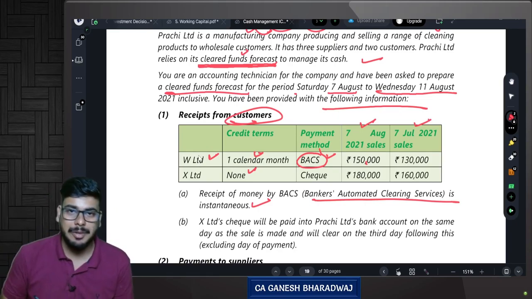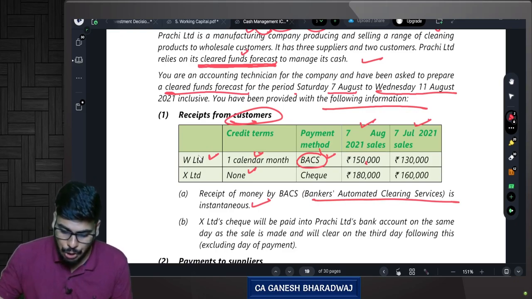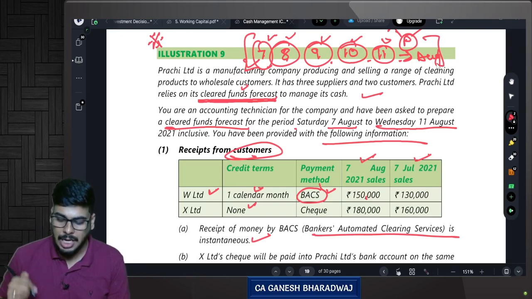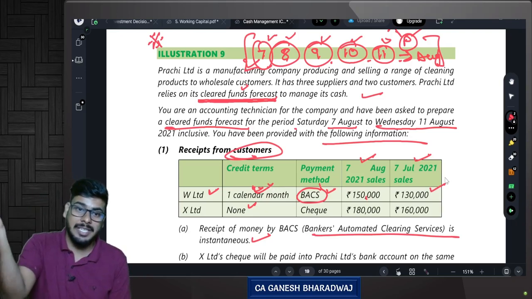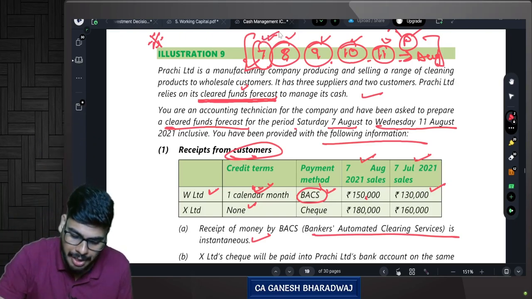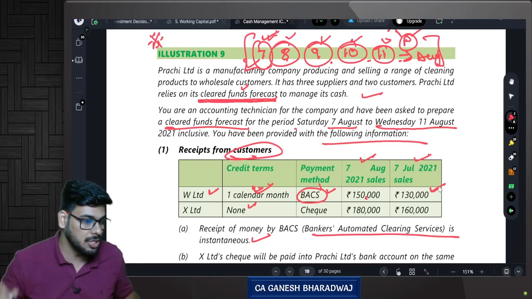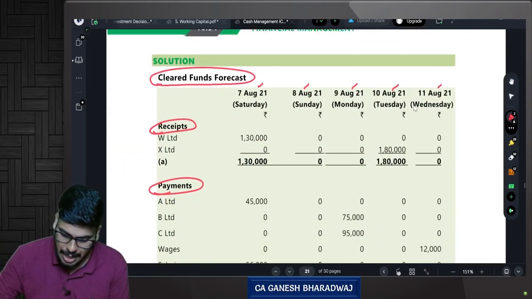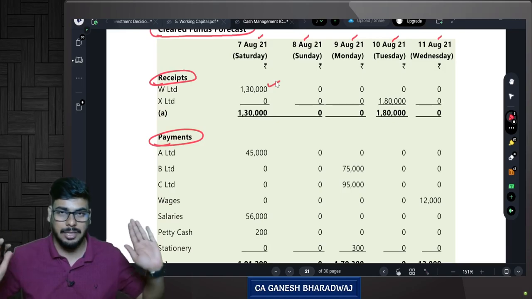Now, for W Limited, you tell me, we have a 1 month credit period. I am preparing the budget only for 7th, 8th, 9th, 10th, 11th of August, correct? Now, during this period, you tell me which amount I will be receiving. They have a 1 month credit period. So basically, this 1,30,000 of sales made 1 month before, I will be receiving on 7th of August, correct or not? So we can immediately go to this statement and fill this up. W Limited, on 7th August, you receive how much? 1,30,000 rupees. Are you clear with this?